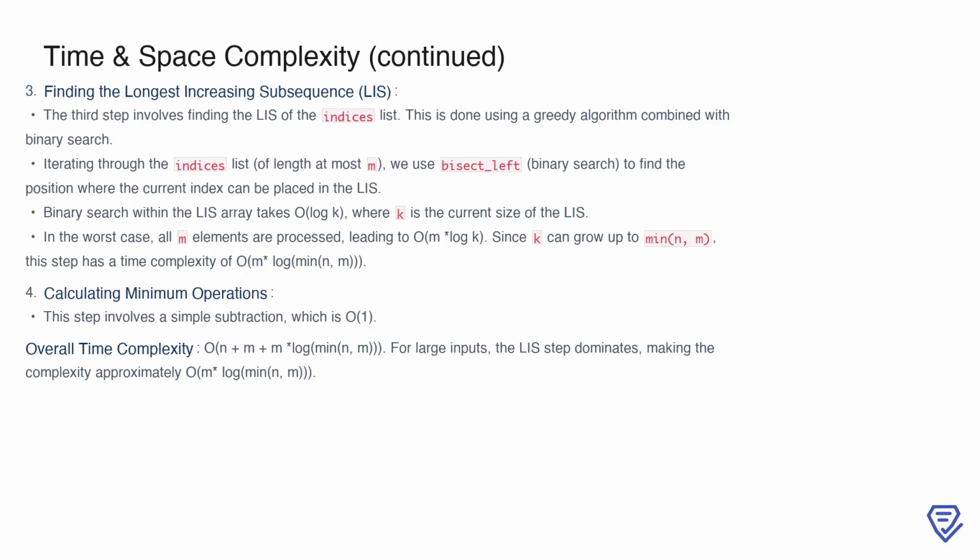Finally, calculating the minimum operations is a simple subtraction with a time complexity of O(1). Combining all steps, the overall time complexity is O(n + m log min(n, m)). For large inputs, the LIS computation dominates, making the effective complexity O(m log min(n, m)).